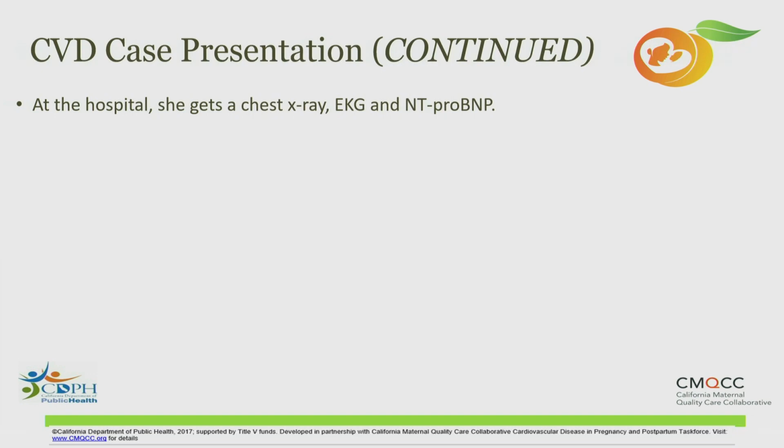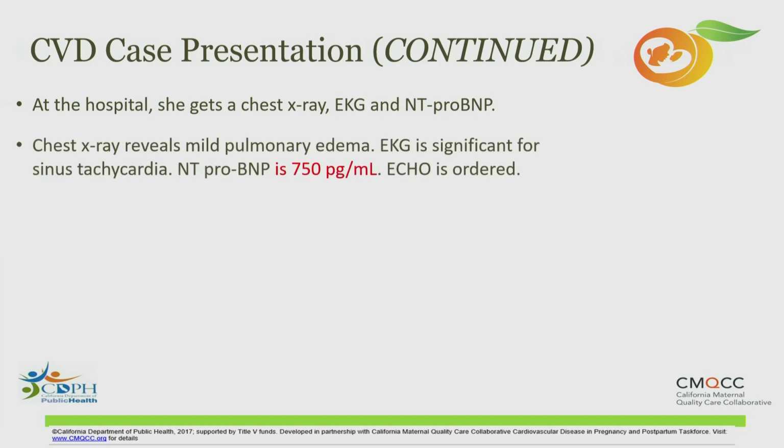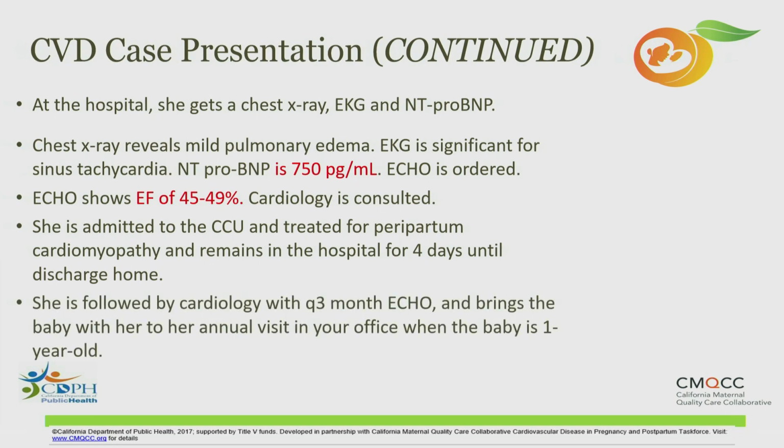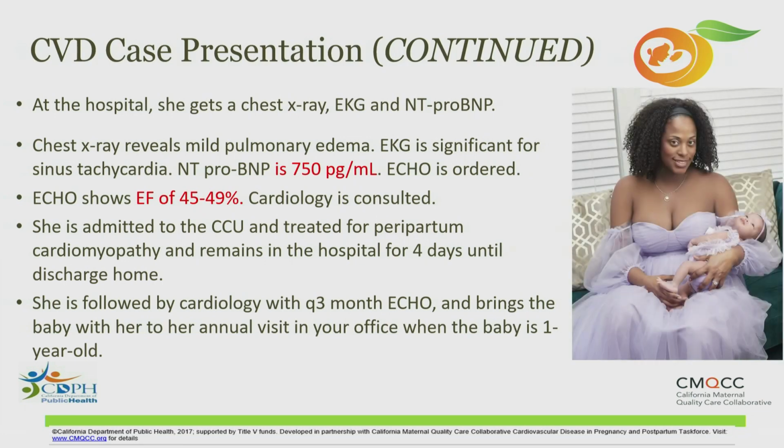At the hospital, she gets a chest x-ray, EKG, and NT-proBNP. Chest x-ray reveals mild pulmonary edema. EKG is significant for sinus tach. NT-proBNP is 750, so an echo is ordered because that is elevated and suggestive of heart failure. Echo shows an EF of 45 to 49%, which is cardiomyopathy, right? So she is admitted to the CCU for peripartum cardiomyopathy, remains in the hospital for 4 days until she's discharged home, followed up by cardiology with Q3 month echoes, and brings her baby to her 1 year visit when the baby's a year old.